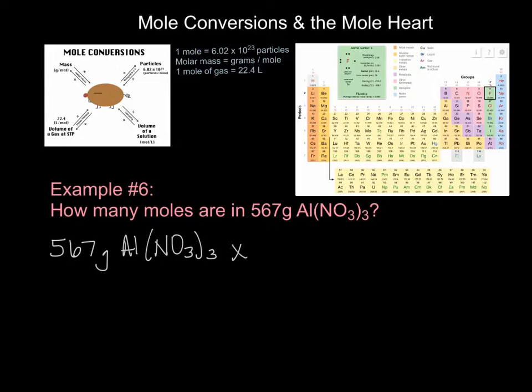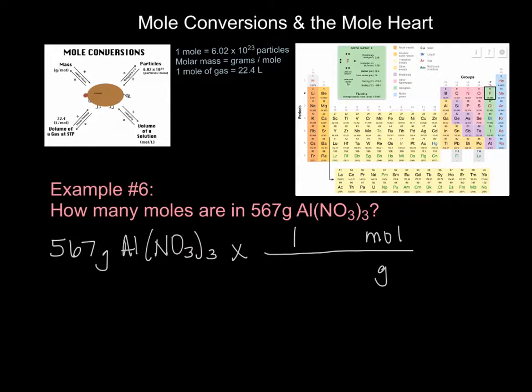and I'm going to multiply by my conversion factor, which is going to be grams of aluminum nitrate on the bottom and moles on the top, because what I have is what I need to get rid of, and what I need to get to needs to go on the top, and I know it's a 1-step conversion from my mole heart. So 1 mole equals some amount of grams of AlNO3. So in order to figure out how many grams, I have to calculate its molar mass.